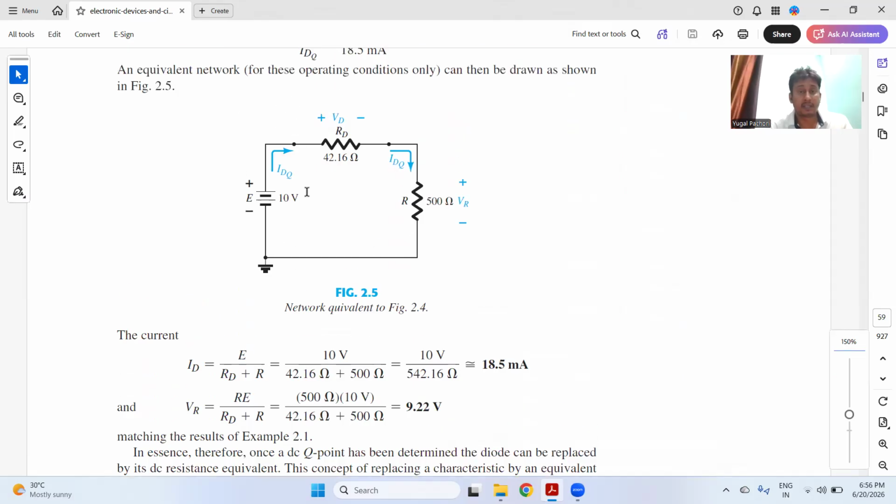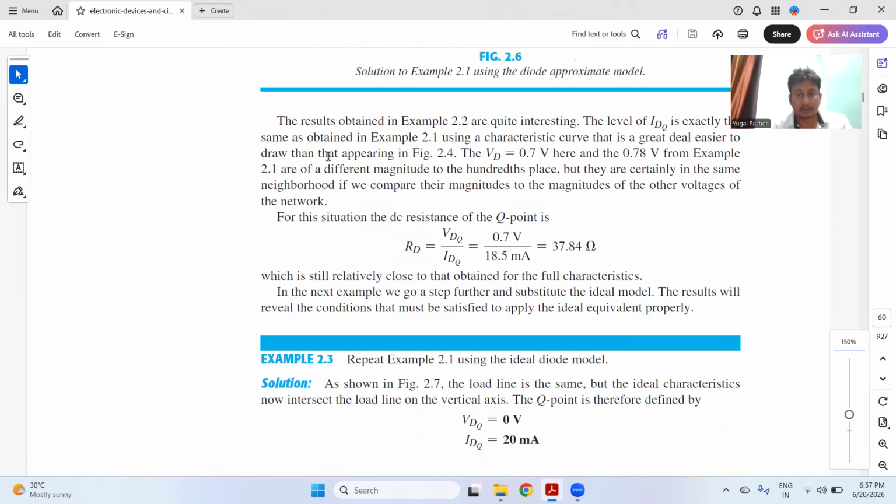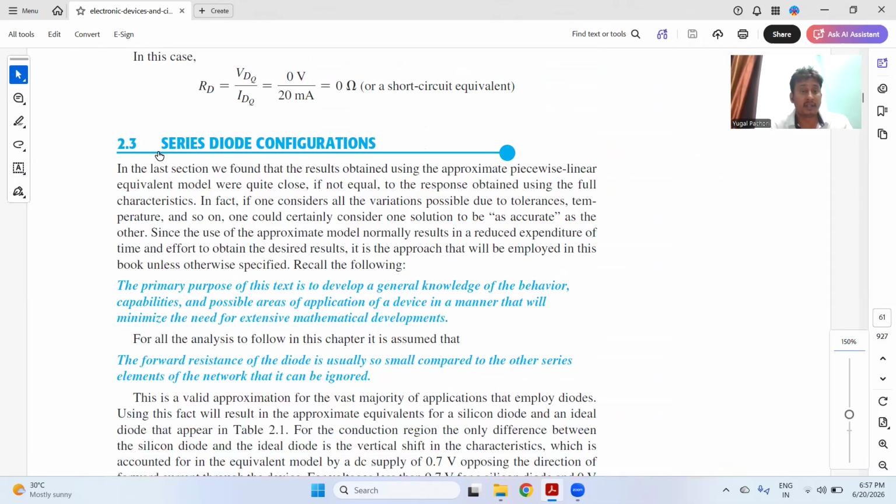You can see this is the resistance, this is the load resistance, and this is the resistance of the diode. So, this is the topic that I am trying to discuss today: the series diode configuration. The series diode configuration means when the diode is connected in series.